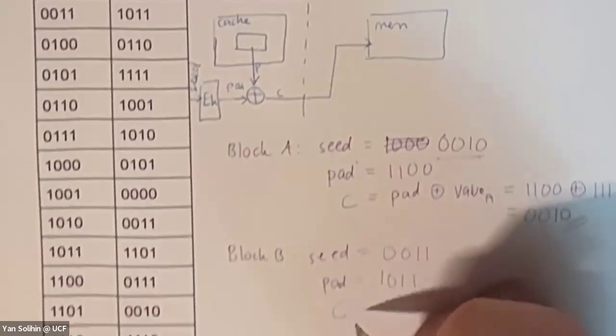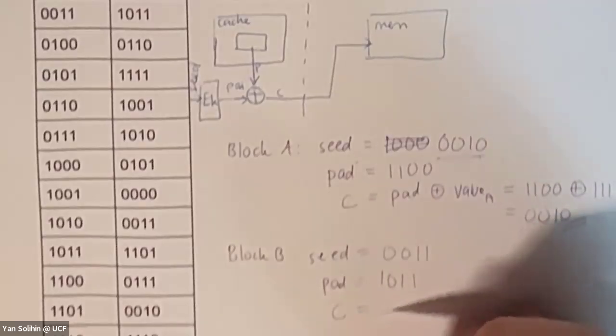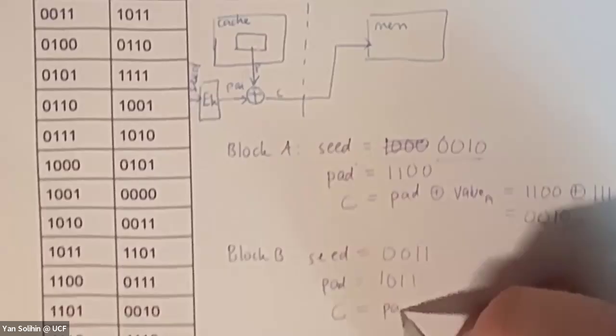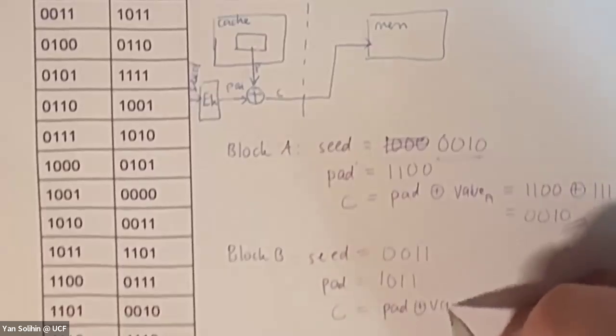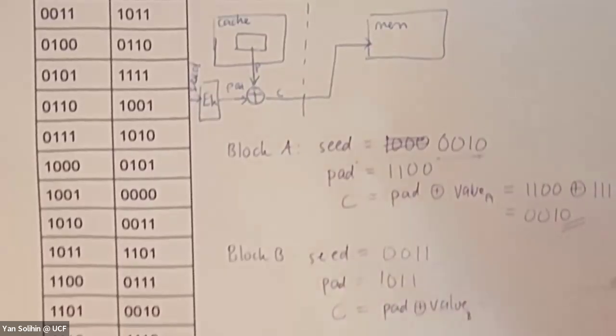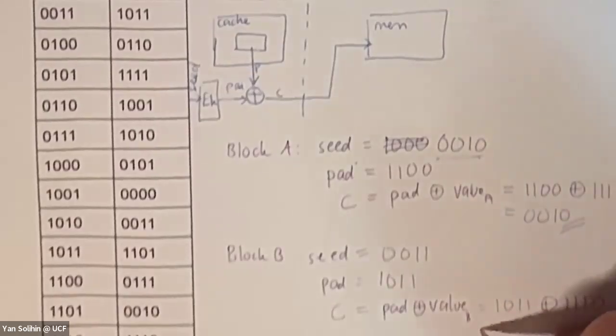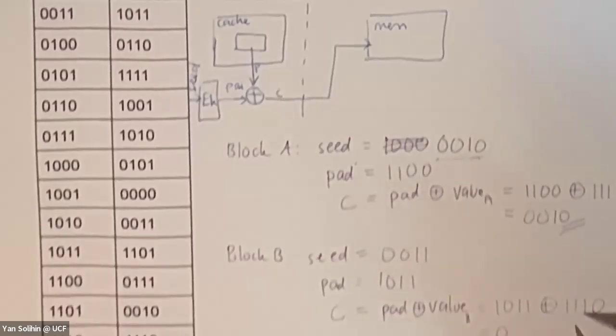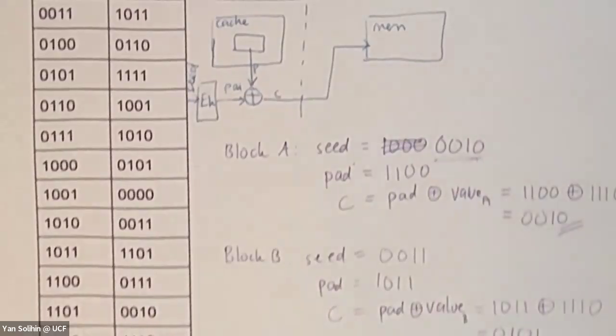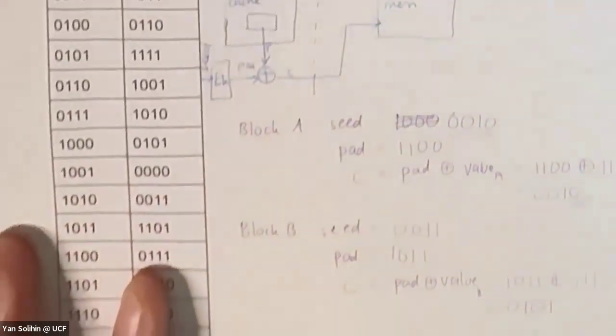Therefore the ciphertext for block B will be the pad 1011 XOR with the value of B, which is 1110. This leads to 1 XOR 1 is 0, 0 XOR 1 is 1, 1 XOR 1 is 0, 1 XOR 0 is 1.